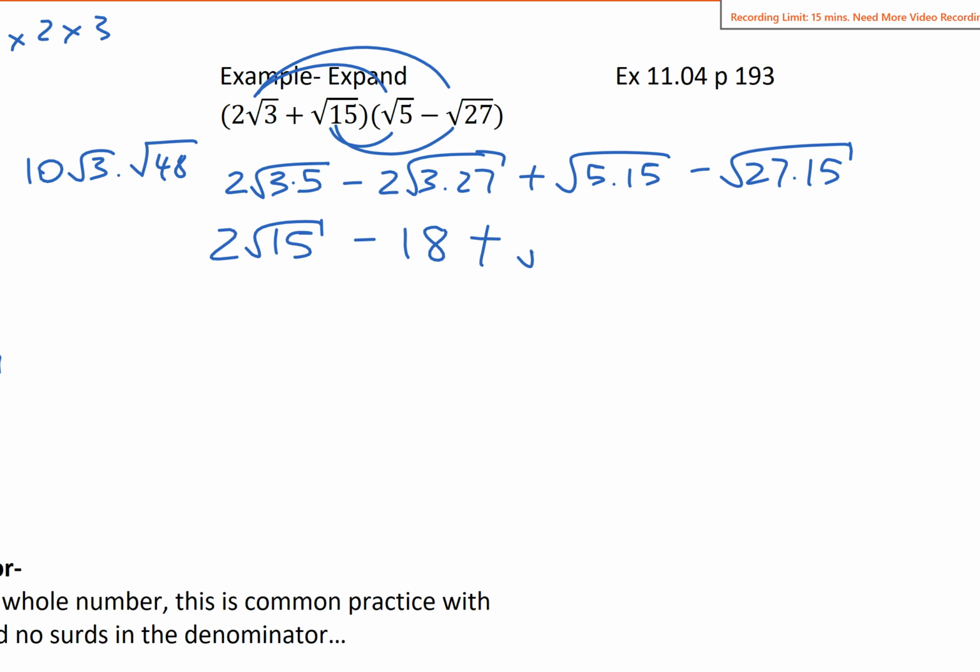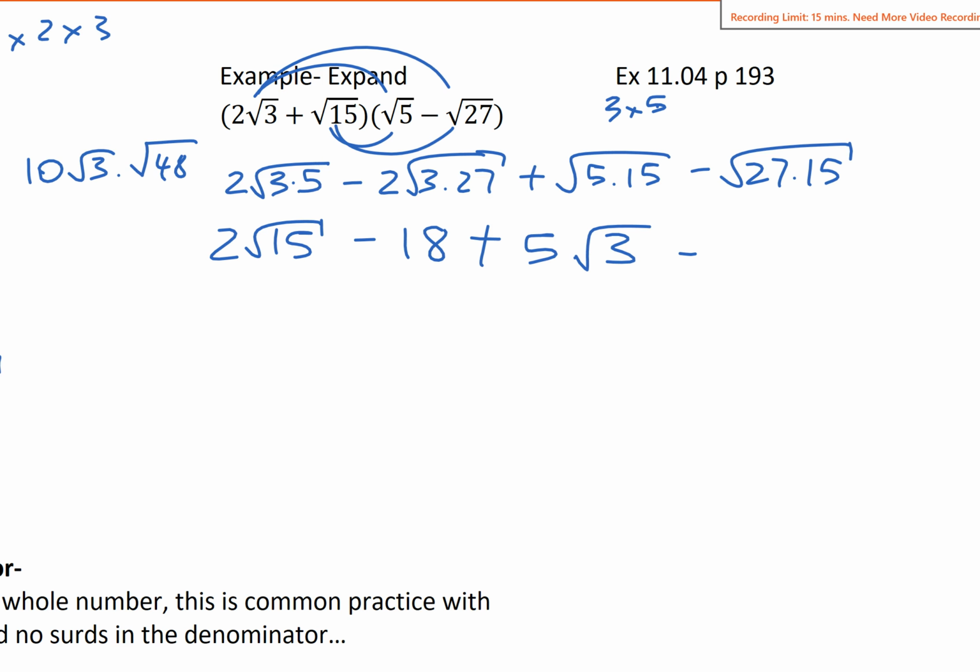Now root 5 times 15, is that not 3 times 5 squared? 3 times 5 is 15. 5 squared makes it 5 root 3. How's it 5 squared? What's 15? I'm saying 15 is 3 times 5. 5 times 5 is my 5 squared. Oh, okay, yeah. It's just like 5.